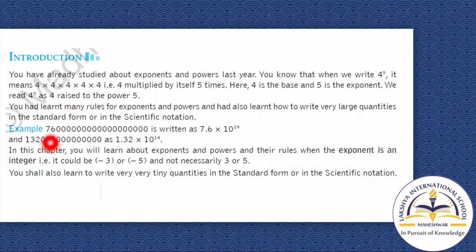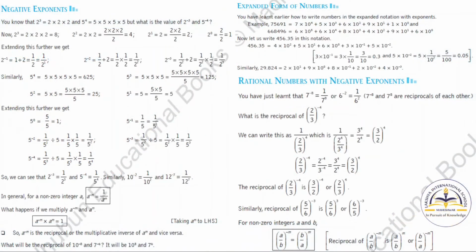Now we will see an example given here. 7.6 and zeros are there. So 7.6 and we write 10 to the power 19 here. Okay, so we will see how we can write this in our questions also.